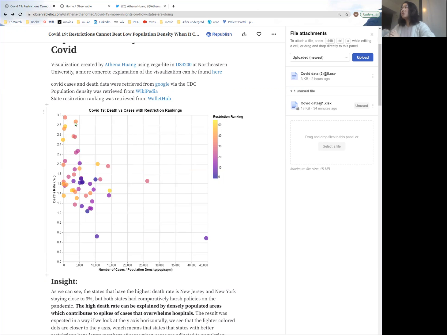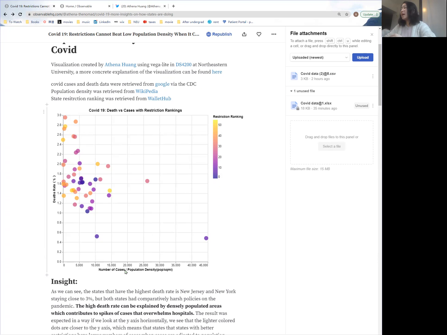So we can see that New Jersey, New York, Massachusetts, and Connecticut all have very good restrictions on COVID. However, they still have a high death rate. You can see these places are all densely populated areas, especially Massachusetts and Connecticut, which don't have that much room for the states. So it's easier for the virus to travel, which makes sense.